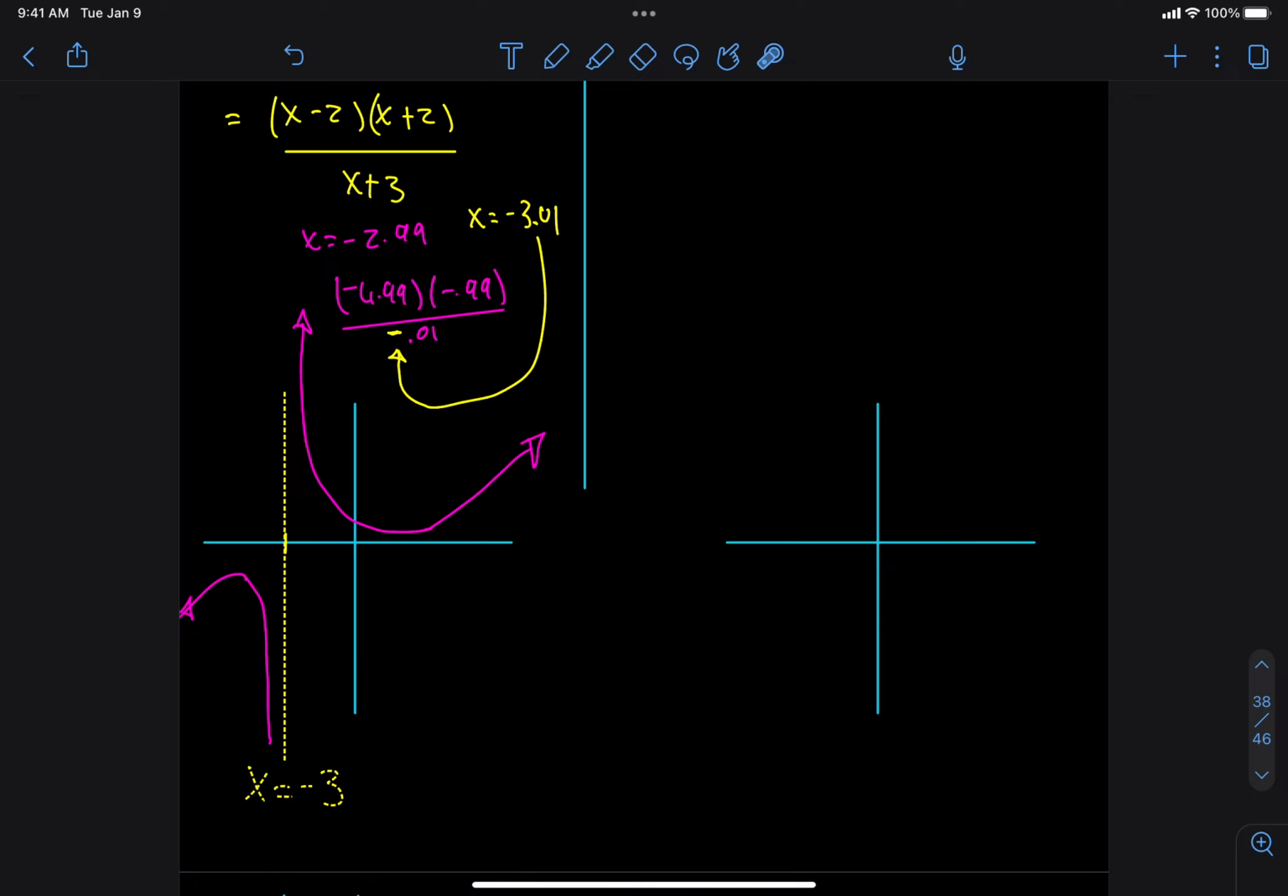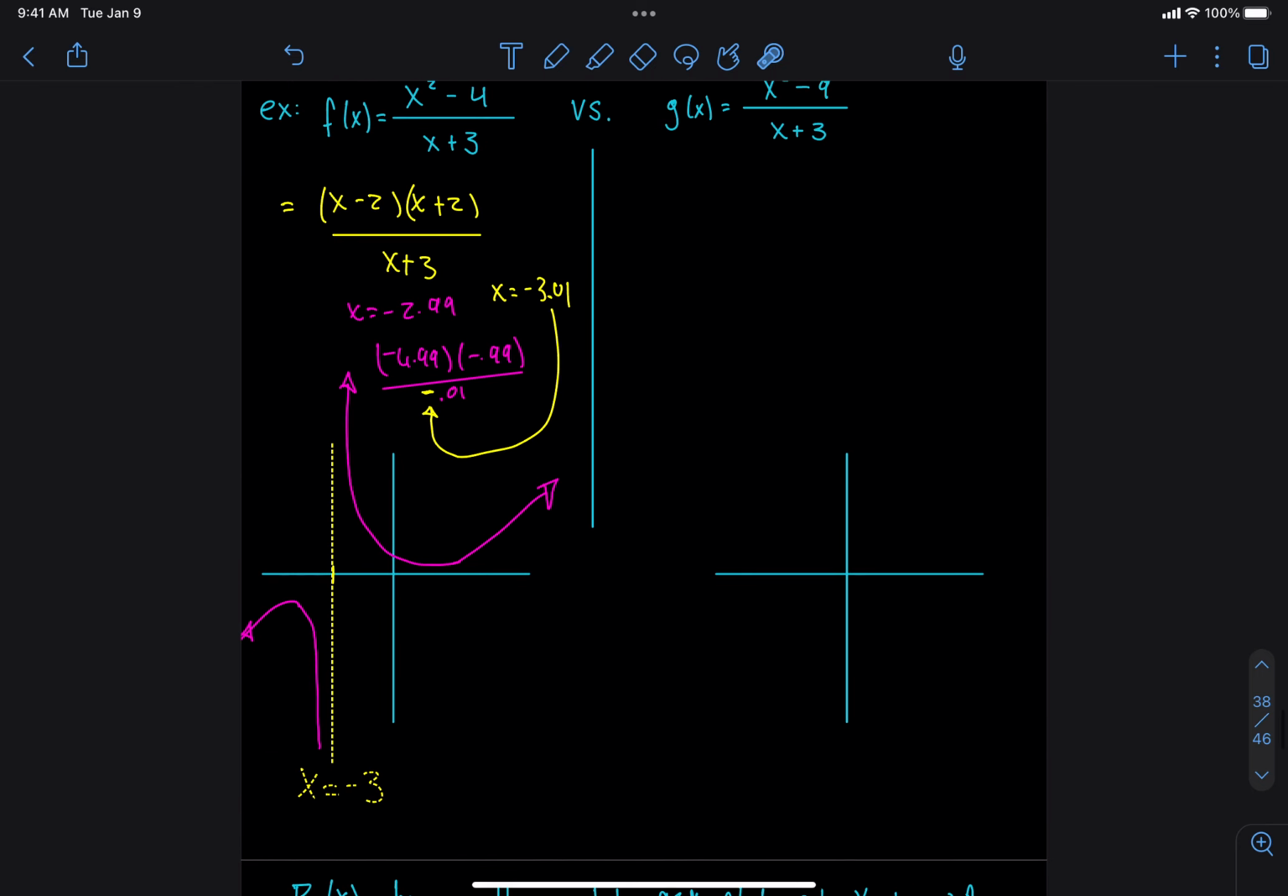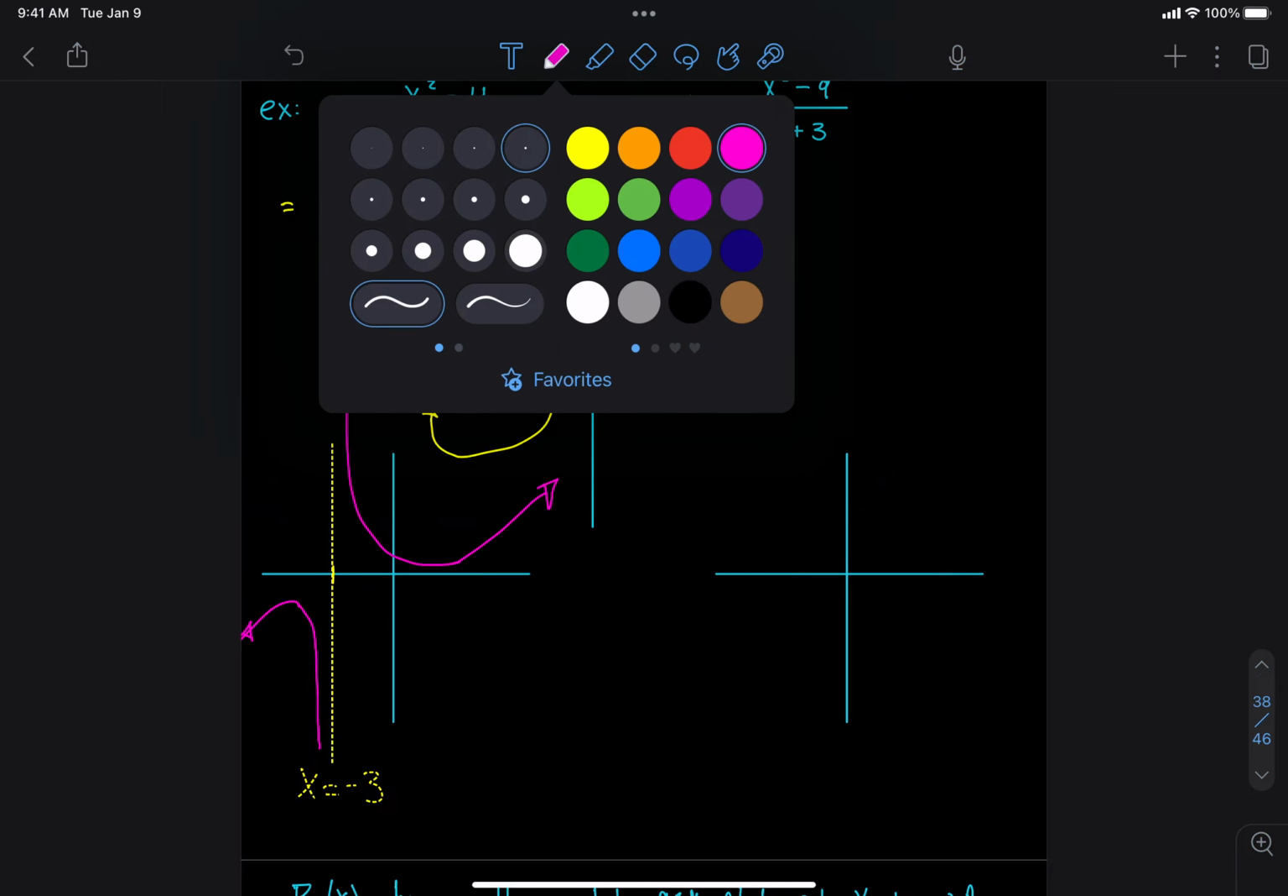Okay? Very big and negative. But we'll talk more about how to draw these pictures a little while later. So we definitely have a vertical asymptote on this one. Let's see what happens on the other one.